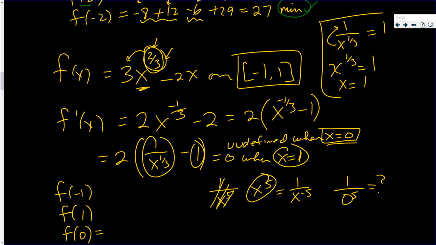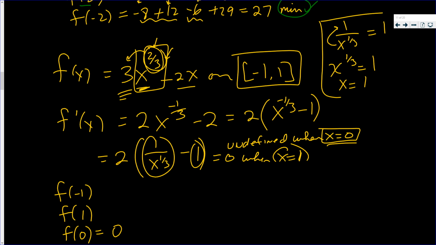Okay, so where are we? So this is 0. Times it by 3, you get 0. Take away 2 zeros, you get 0. Okay, what is f of 1? Well, you have 3 times 1 to a power minus 2 times 1. 1 to a power is 1. So this is 3 minus 2. We get 1. What about -1?